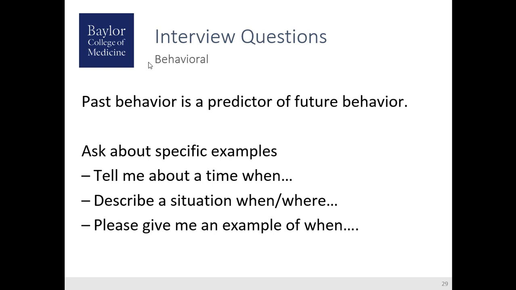Behavioral interview questions can be really helpful because past behavior is a predictor of future behavior. So you're asking them to tell you about a time when a specific example happened, or describe a situation when and where. Give me an example of when.